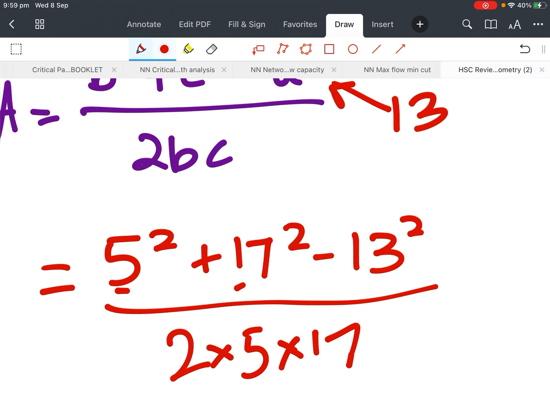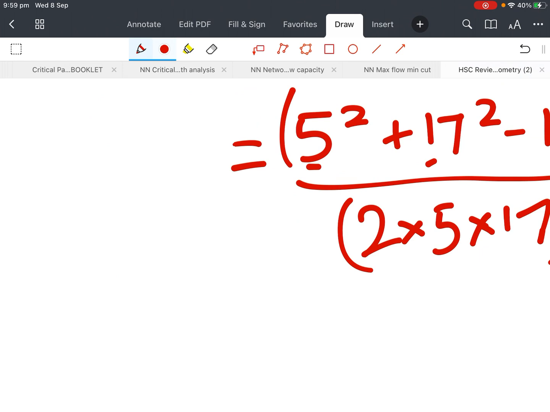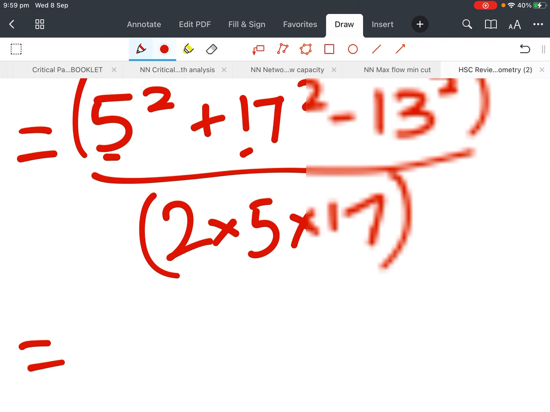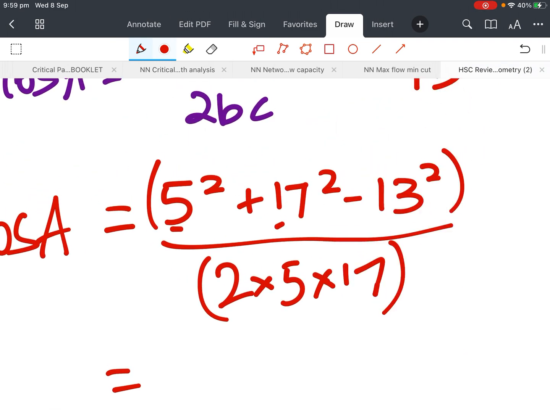Now remember, if you're not getting the right answers, can you put the top and especially the bottom in brackets? Alright, so remember that's cos A equals those. So let's work those out. On my calculator, I'm going to do open brackets, 5 squared plus 17 squared minus 13 squared, close my brackets, divided by our fraction key, open brackets, 2 times 5 times 17, close brackets. I get 0.85294176.